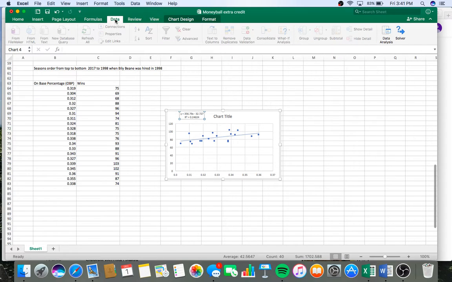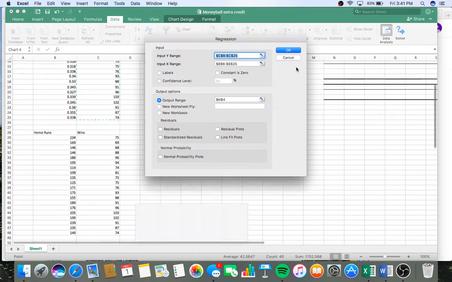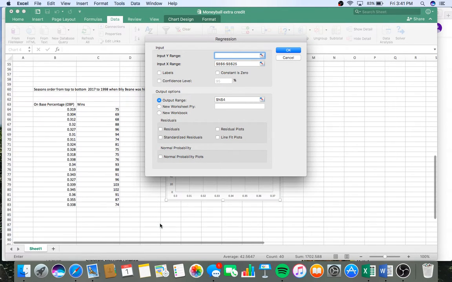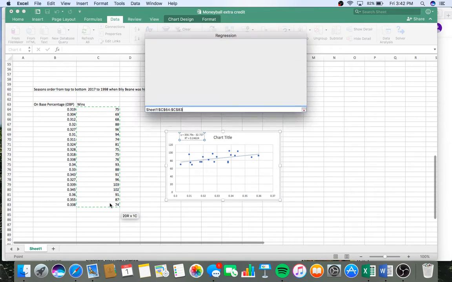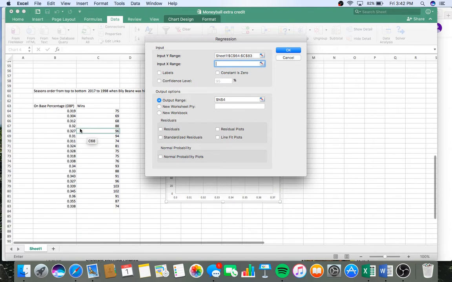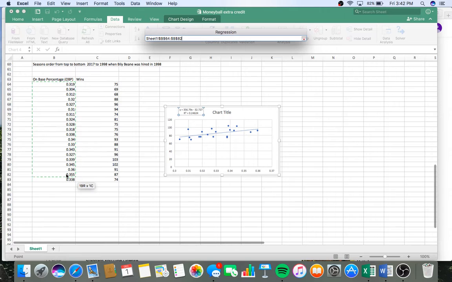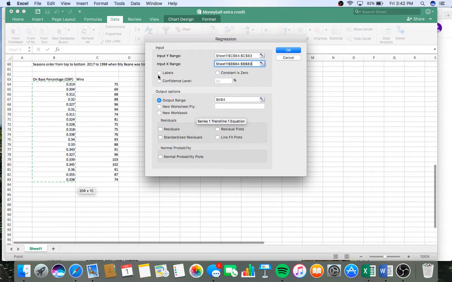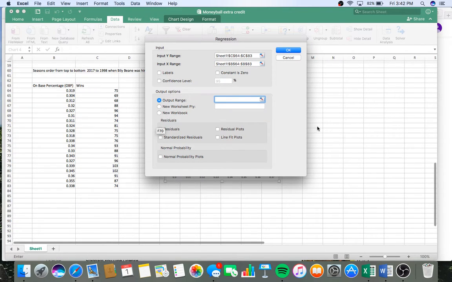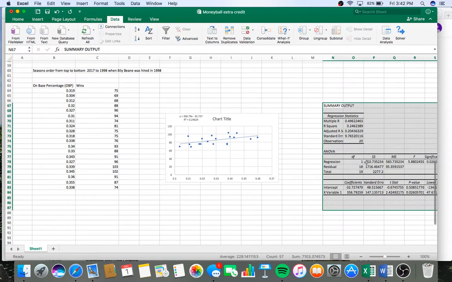And we can run a regression analysis on this data by highlighting our Y range, which is wins, highlighting our X range, which is on base percentage, and then we want our output to be on the same sheet that we're working on right now. So we just click any cell in there, and that gives us this.